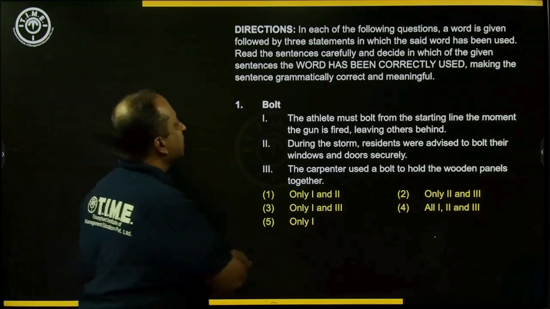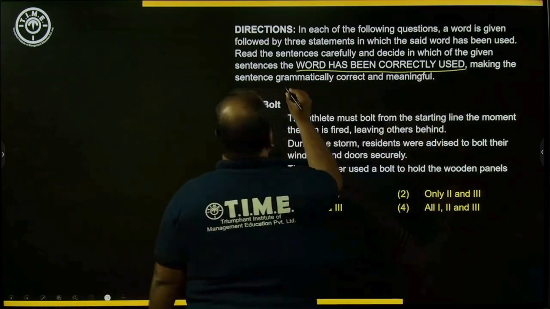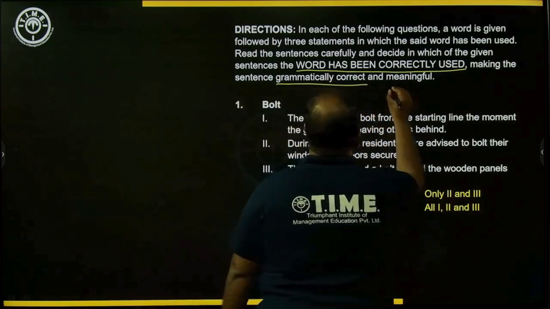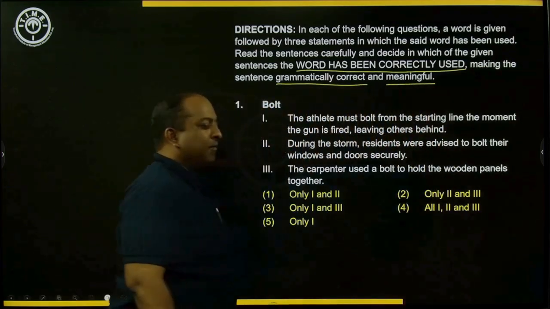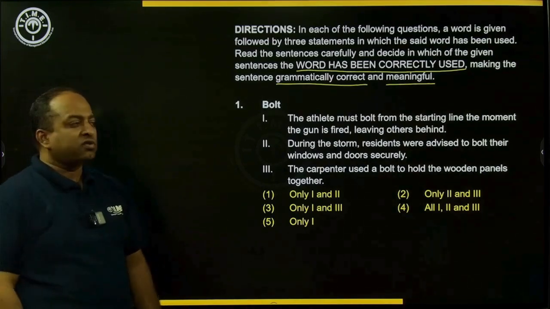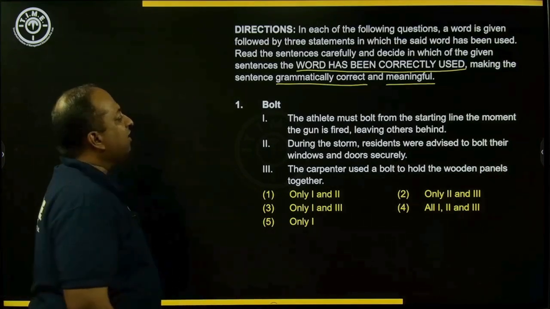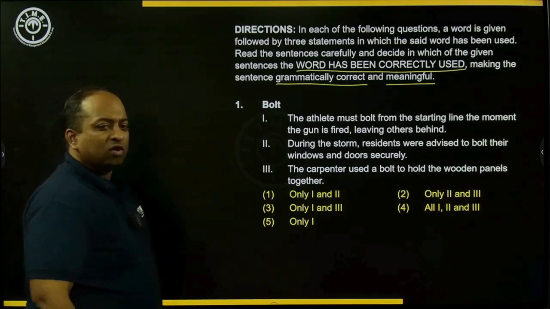So you have 3 things here. The word has been correctly used, the sentence should be grammatically correct, and the sentence should be meaningful, right? So now we understand what we mean by correctly used. Correctly used means the sentence is grammatically correct as well as meaningful at the same time. So let's look at the words.